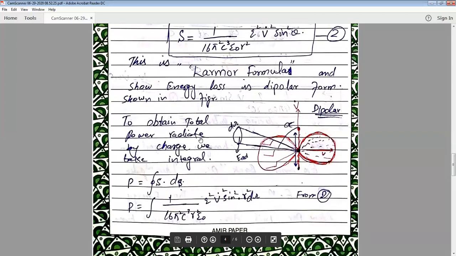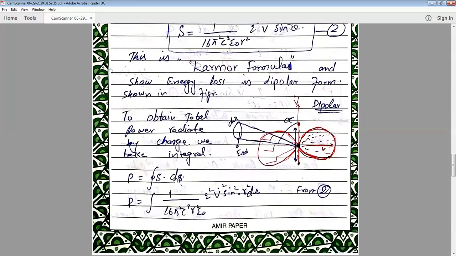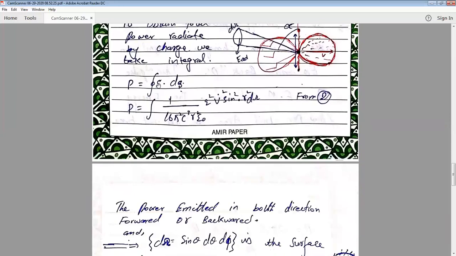To obtain the total power radiated by a charge, we take integrals, because this is the total power radiated by the accelerated charge. So we find it by taking the integral of this Poynting vector, and this is given as P is equal to the closed integral of S dot dS. This is the surface area element. Then putting the value of S, we get P is equal to this integral. Here r square dr is the dipolar radius of this figure.